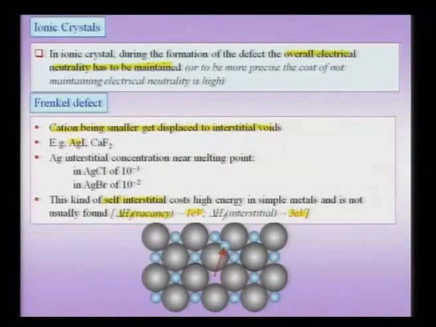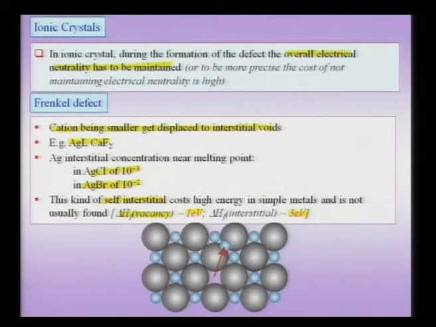Examples of Frenkel defect formation can be found in silver iodide and calcium fluoride. Later on we will make a calculation of the point defect concentration in a material like copper, even close to the melting point, and we would note that the concentration of Frenkel defects is much larger than the typical vacancy concentration in metallic materials. In silver chloride it is about 10 power minus 3 at the melting point, and in AgBr it is 10 power minus 2. That is the fraction of Frenkel defects as compared to the atomic sites, or the number of cations in the material.